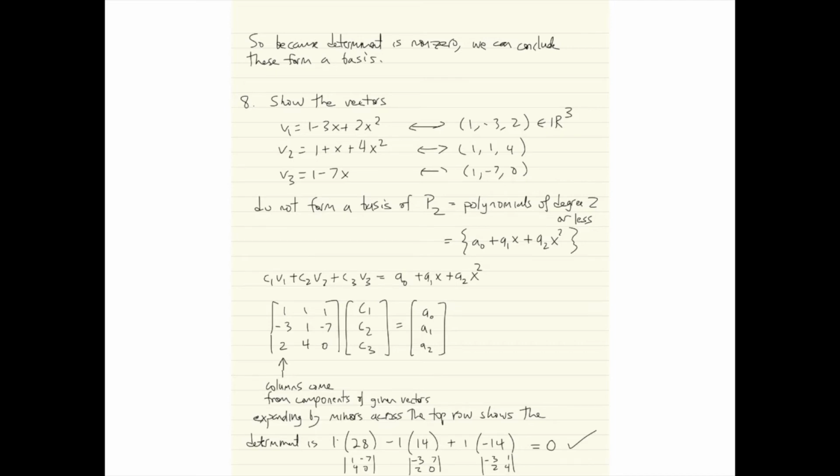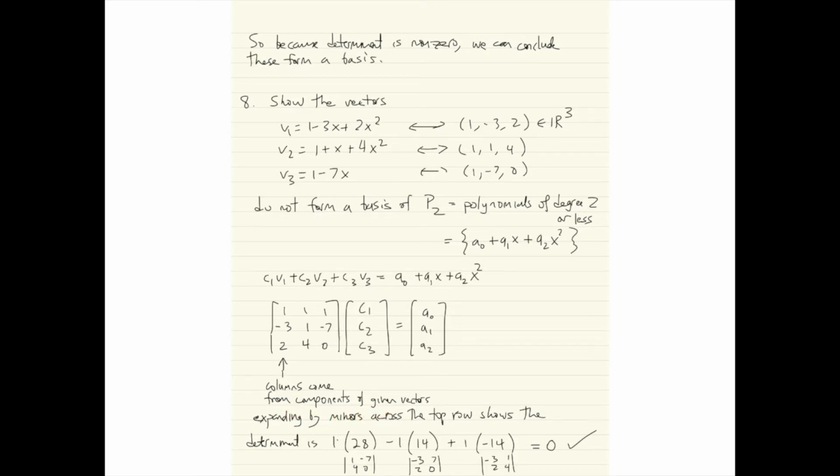Now, the space of polynomials can be identified with R3 by this particular polynomial corresponding to the vector with components a0, a1, a2. So for example, this vector here corresponds to this vector in R3. This one, 1, 1, 4 corresponds to this vector, and likewise for this. And so this vector here corresponds to this vector in R3, which corresponds to this column of this matrix. And again, the columns come from the components of the given vector.